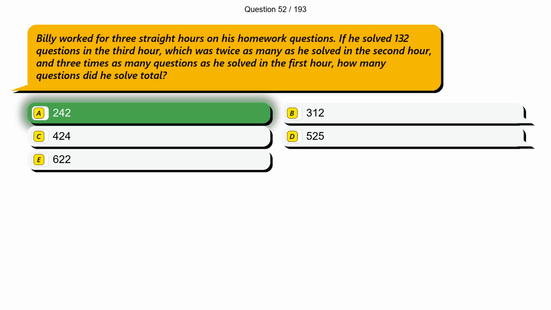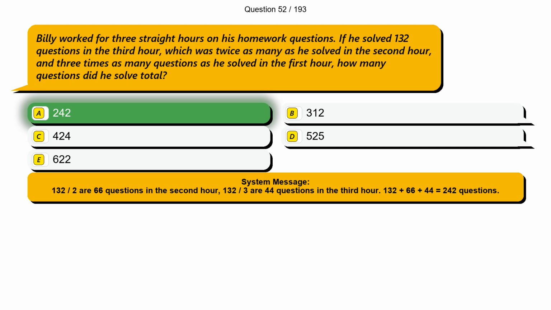The correct answer is option A, 242. 132/2 are 66 questions in the second hour, 132/3 are 44 questions in the first hour. 132 plus 66 plus 44 equals 242 questions.